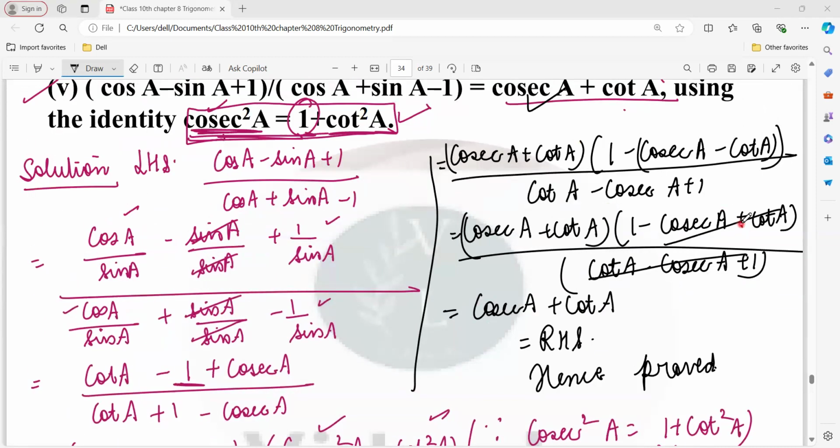We have written it as it is. Now cancel out both the terms, which are the same. So we are left with cosecant A plus cot A, which is equal to the right hand side. Hence proved. I hope it is clear now.